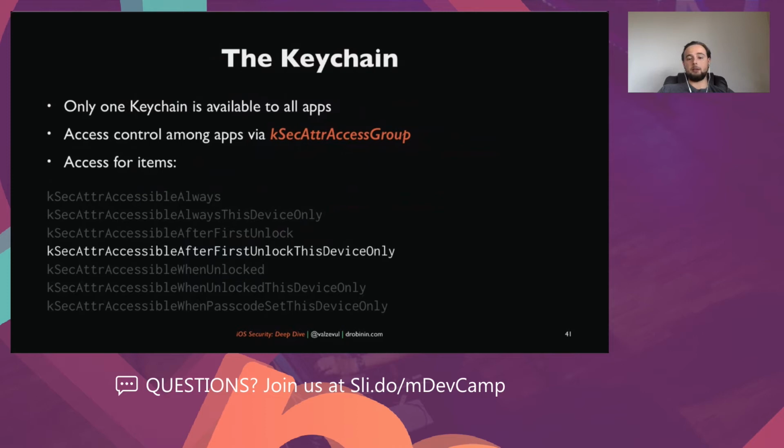The fourth one is a twist in that. Accessible after the first unlock, this device only. So as you can guess, same as the previous, but won't be migrated to a new device or to the backup or to the iCloud. The next key, accessible when unlocked, means what it means. It doesn't matter whether you restarted or not restarted, the file is accessible only when the device is unlocked. The next one builds on top of that, only unlocked, but doesn't get to the backups. And the last one, accessible when passcode set, this device only, means unlocked only, no backup, and you need the passcode set, which is the best and most secure way to control that.